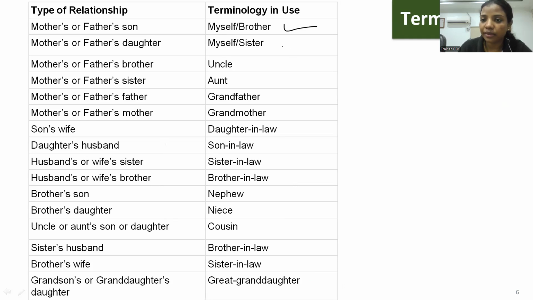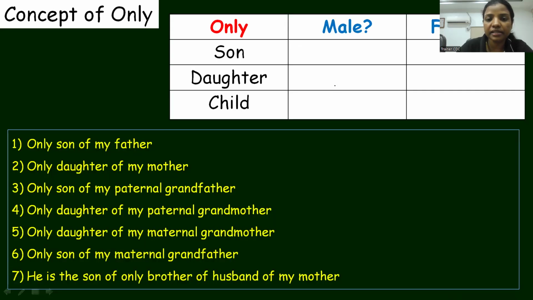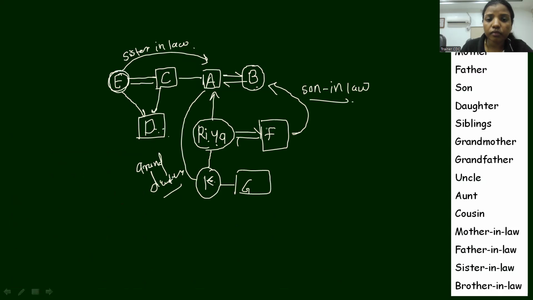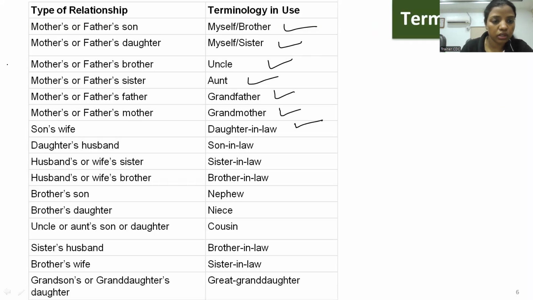Your father's daughter can be yourself or your sister. Now, father's brother is your uncle, right? Father's sister is your aunt. Father's father is grandfather. Again, the term comes under paternal and maternal, right? Father's mother is grandmother. Son's wife is daughter-in-law, correct? In the previous case, we have mentioned. So if we know who the parents of F are, how is Ria connected? Ria is the daughter-in-law of F's parents, right? Now, daughter's husband is son-in-law.